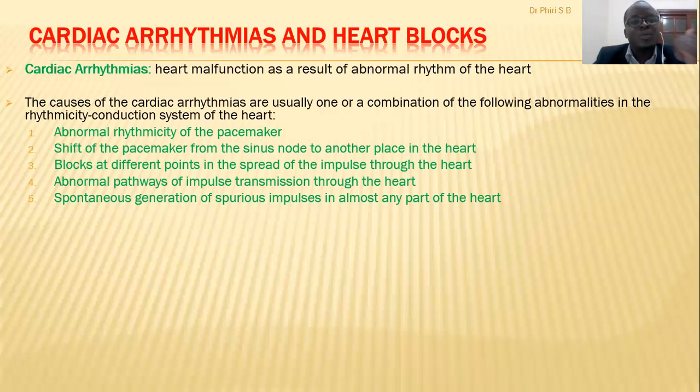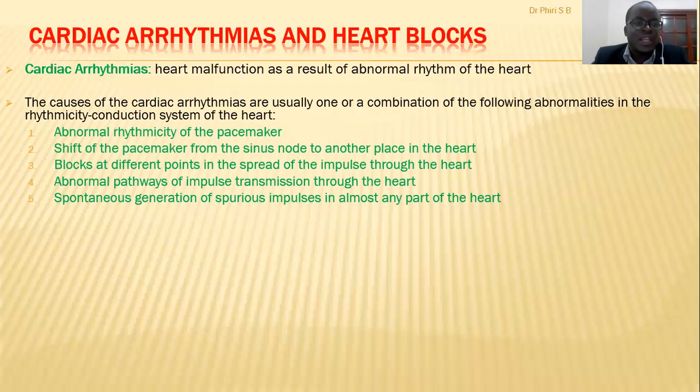And then abnormal pathways of impulse transmission through the heart. If you have abnormal pathways, it's not coming from the SA node, internodal fibers, AV node, bundle of His, bundle branches, Purkinje fibers. If you are having any pathway that is not moving through this normal pathway, then you can also have cardiac arrhythmias. Maybe the pathway is starting from the atria, not the SA node, or maybe from the ventricles. That will result in cardiac arrhythmias because this is not the normal pathway.